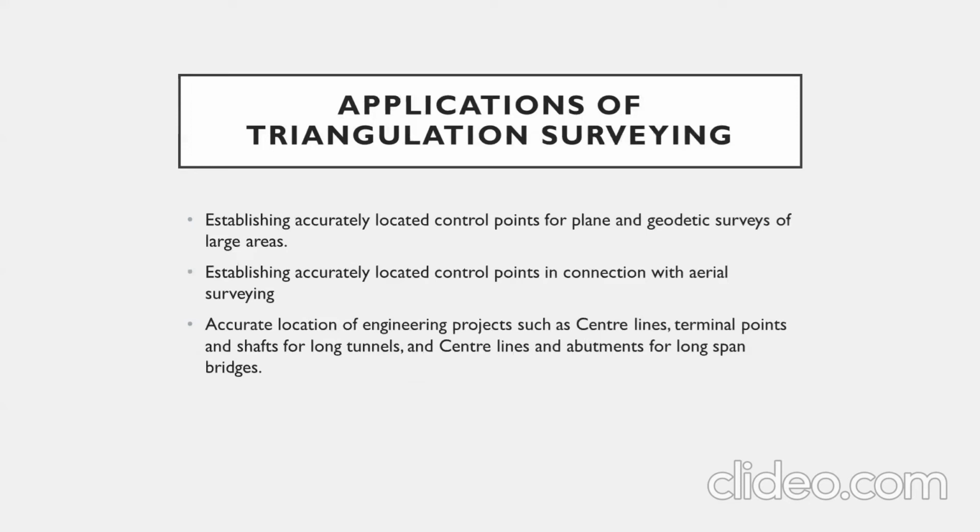So the applications of triangulation surveying are establishing accurately located control points for plane and geodetic surveys of large areas, establishing accurately located control points in connection with aerial surveying, accurate location of engineering projects such as center lines, terminal points and shafts for long tunnels, and center lines and abutments for long span bridges.